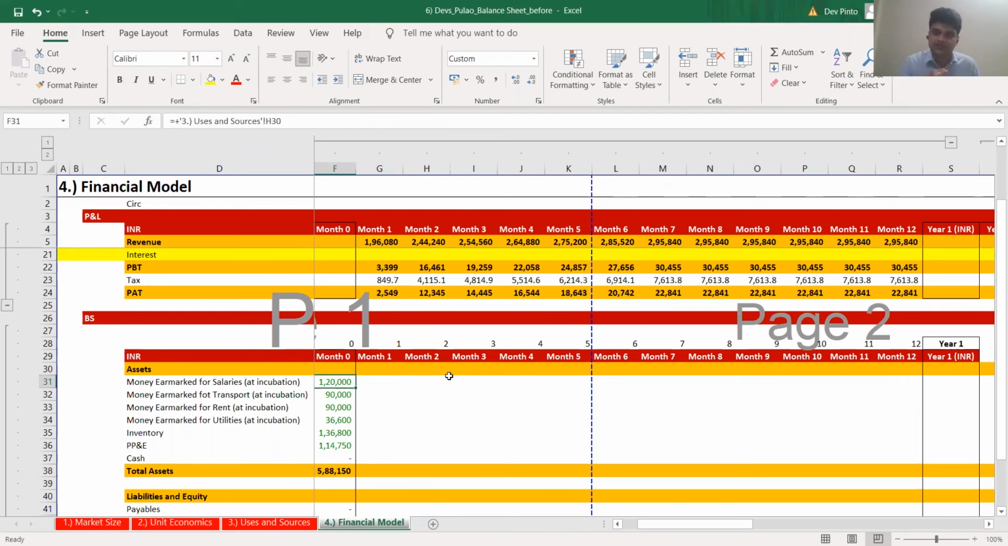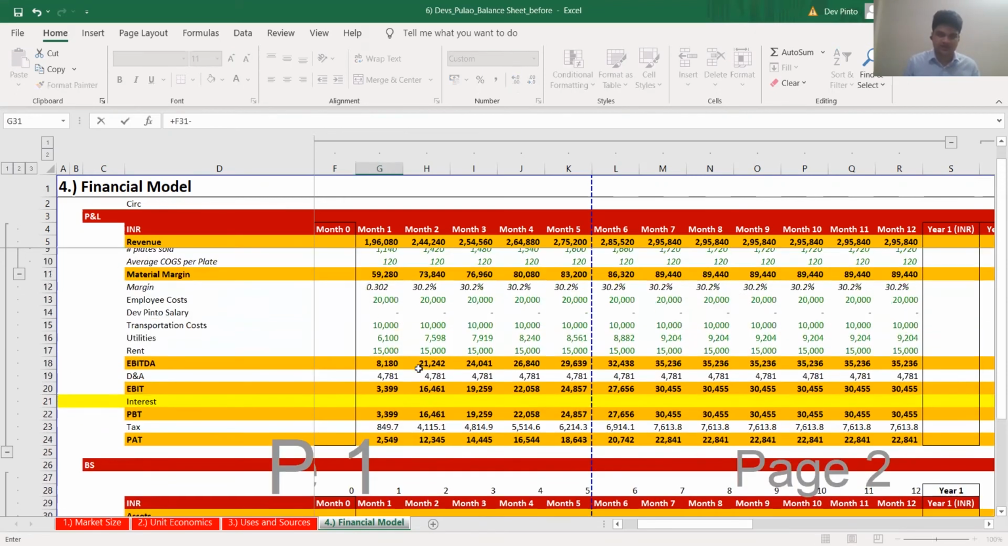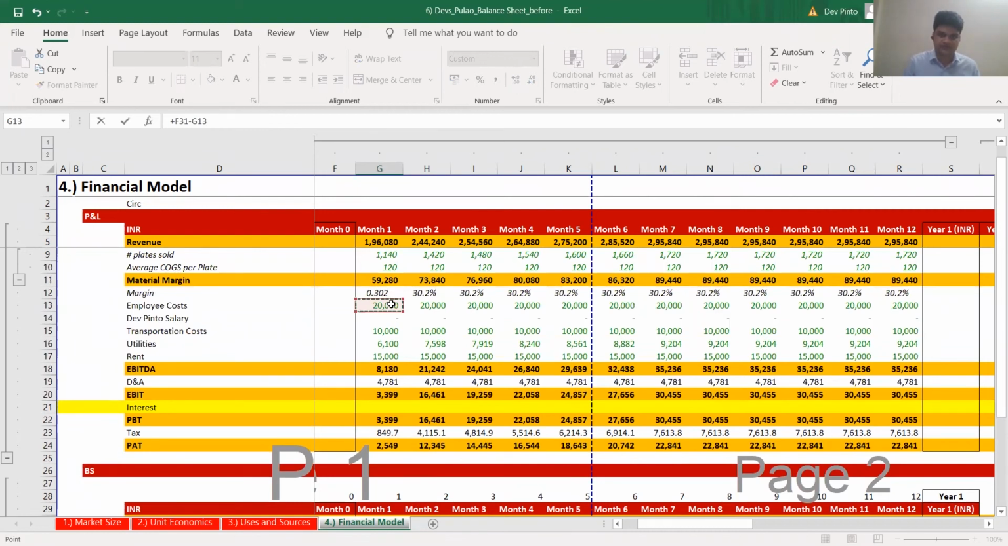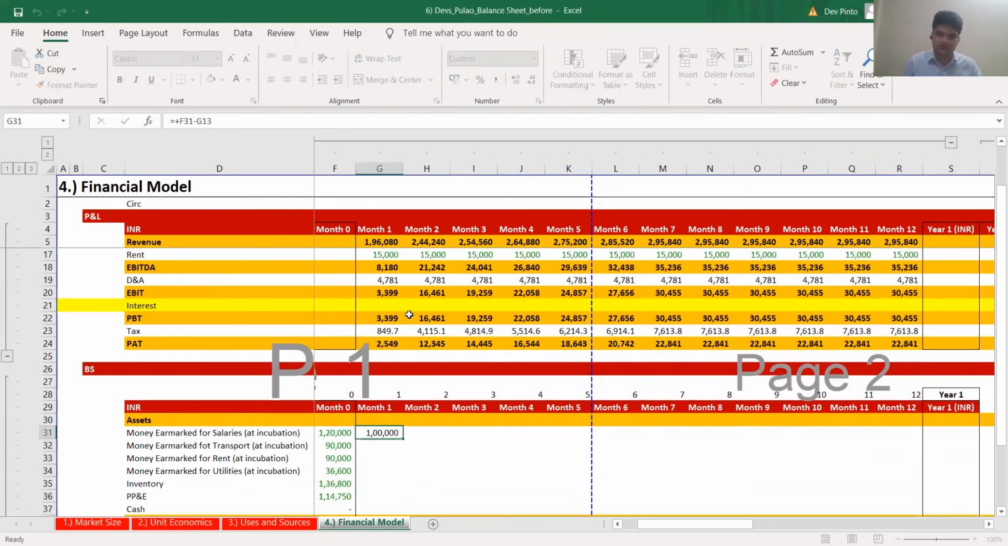Now, when that happens, how will the 1.2 lakh balance change? It's going to go down by 20K, right? So let's just do that. This minus employee costs. So at the end of month 1, 20,000 bucks that was held as cash in the bank for this purpose has been used to cover employee costs. And my remaining balance at the end of the month for this account is 1 lakh rupees.